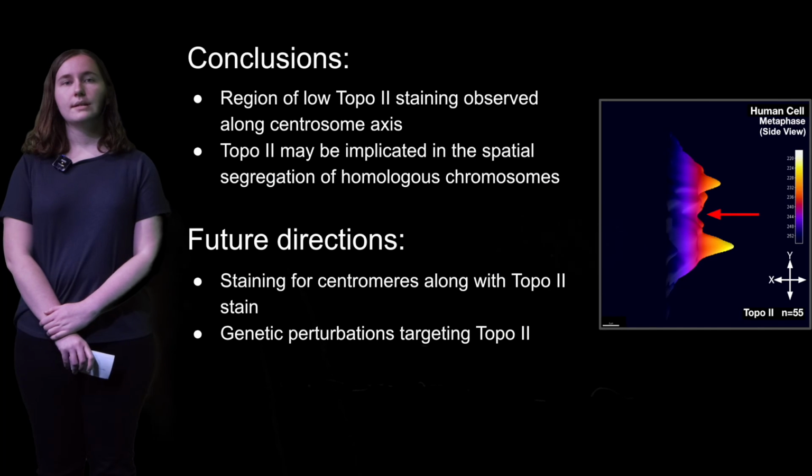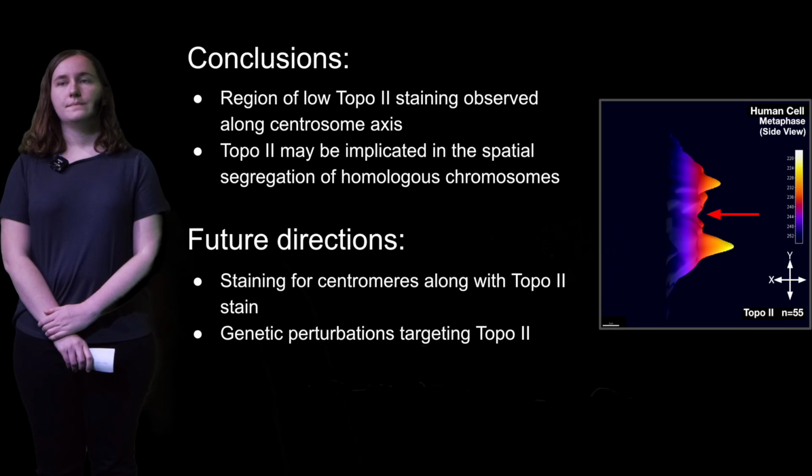For conclusions, this means that Topo2 may be involved in chromosome set segregation, which means that we're one step closer to figuring out what the mechanisms are that could be segregating these sets of chromosomes.